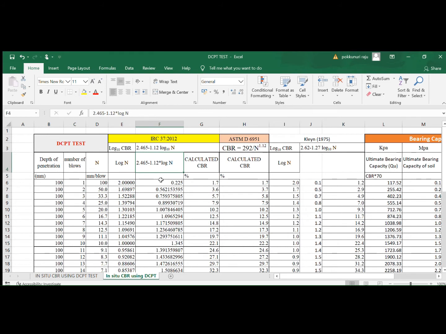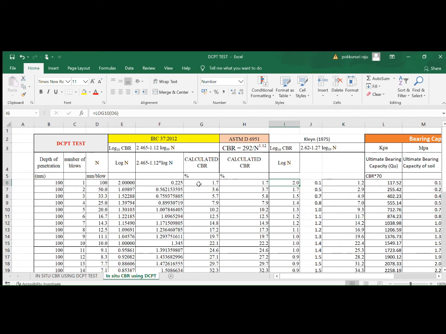Now you know that the log of CBR base 10 is 0.225, so CBR is equal to the anti-log of 0.225, which is equal to 1.7. That means for an N value of 100, the CBR calculated using the equation given in IRC 37 2012 works out to be 1.7. And if you use the same N value in the ASTM D6951 equation, that is CBR equals 292 divided by N to the power 1.12, the CBR calculated is again 1.7.